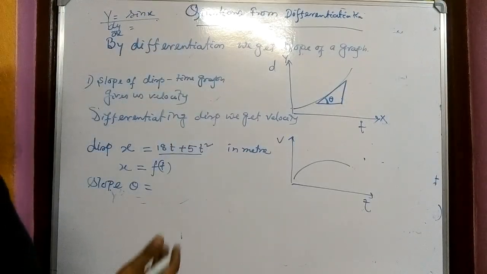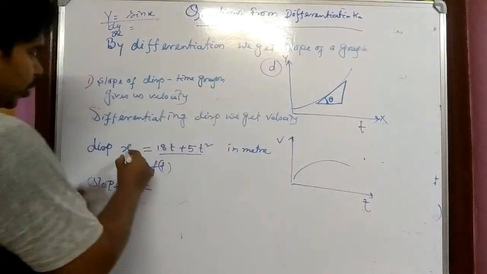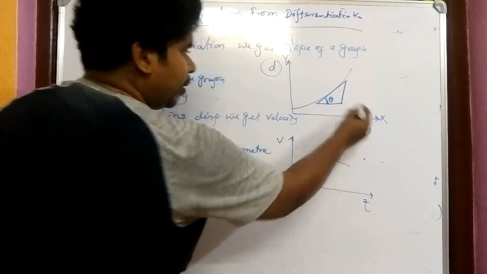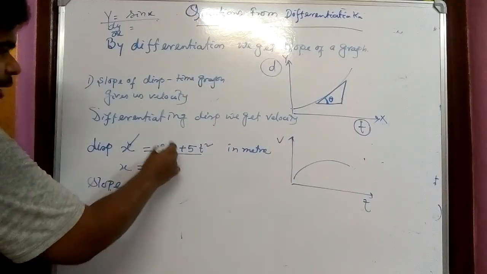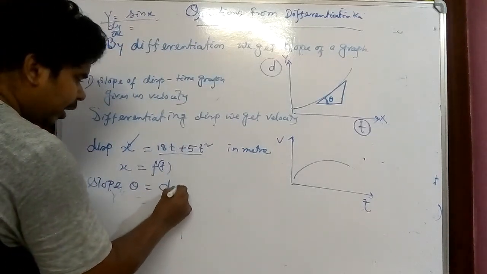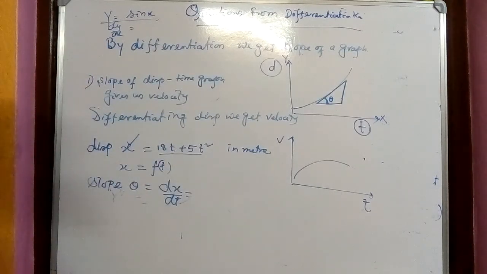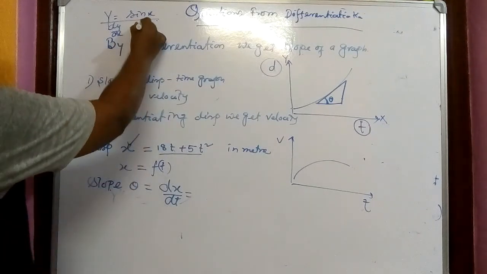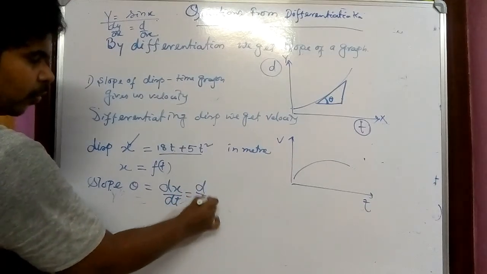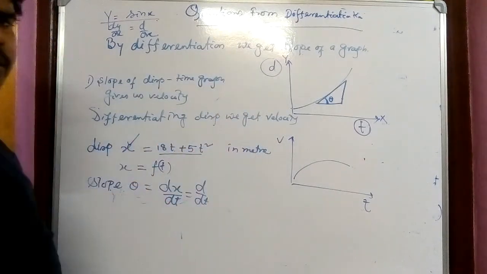But now we have changed. Along y we have taken displacement, which is represented by x. Along x we have taken time, which is represented by t. So slope tan theta should be dx by dt. Now the differentiation with respect to time: earlier we took d dx, but here we have to take d dt. Why? Because earlier we took x along the x-axis, but now along the x-axis it is time.